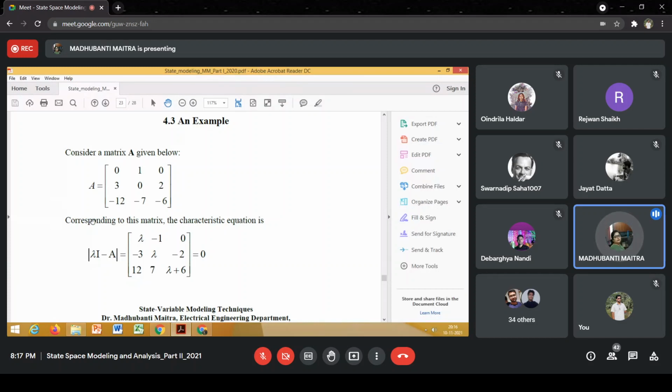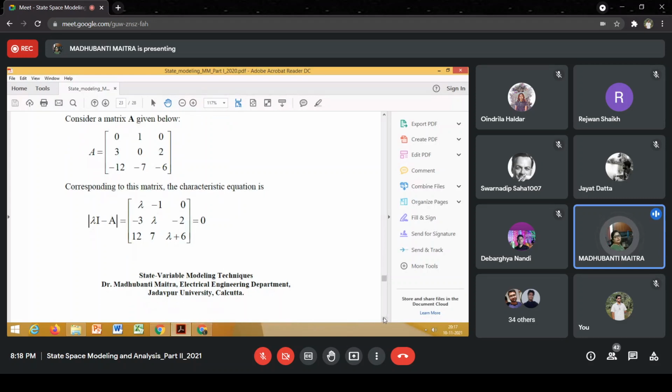First of all, we'll have to find out the determinant of lambda I minus A. Lambda into I means we'll get a diagonal matrix: lambda, 0, 0 in the first row; 0, lambda, 0 in the second row; and 0, 0, lambda in the third row. If we perform the subtraction, we'll get a matrix: lambda minus 1, 0, minus 3; lambda minus 2, 12, 7, lambda plus 6.